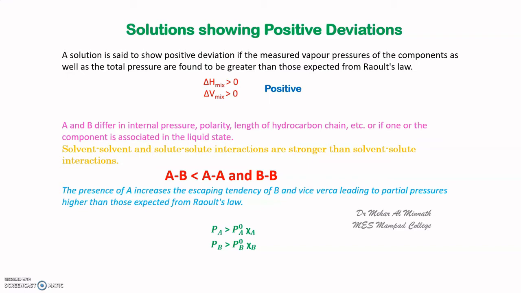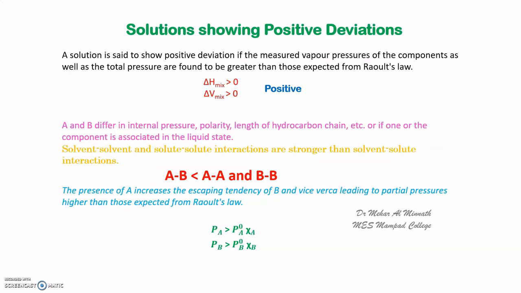So what happens when you mix A and B together? When A and B interact, the force of attraction is weak. So what will A do? A will increase the escaping tendency, or will help B to escape. Similarly, B will help A to escape because the intermolecular force of attraction between A and B is less. If it was A alone, then A and A interaction is so high that A will not allow another A molecule to move out.